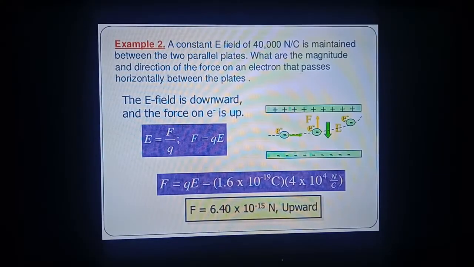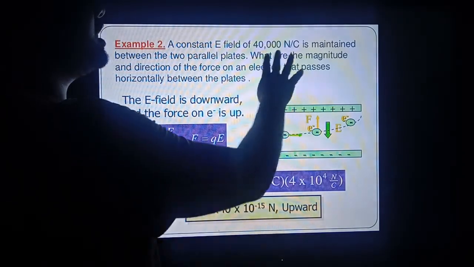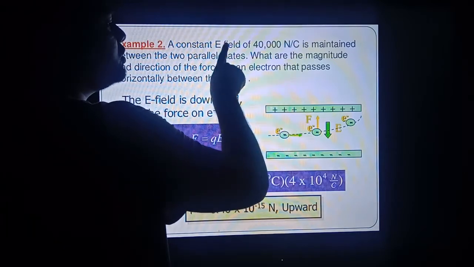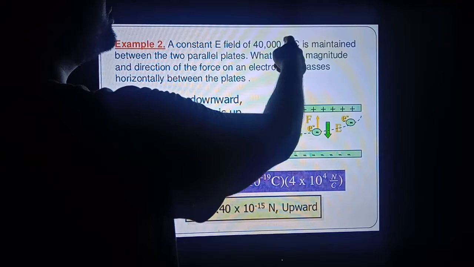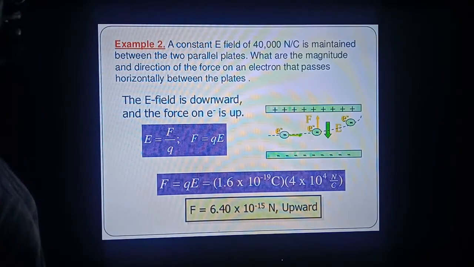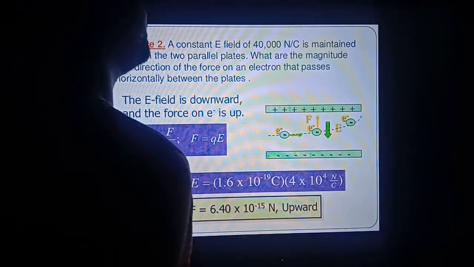Let's see another example. A constant E, meaning an electric field, of 40,000 Newton per coulomb. Learn this unit. The unit of electric field is Newton per coulomb. Wherever it comes, keep reminding yourself it is the unit of electric field. It is maintained between two parallel plates. These are two parallel charged plates. One is negatively charged, the other is positively charged.